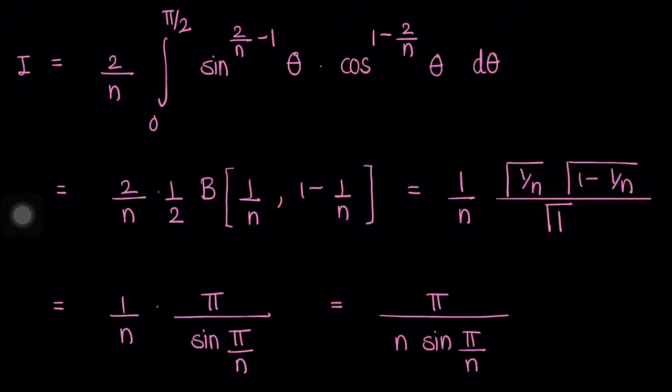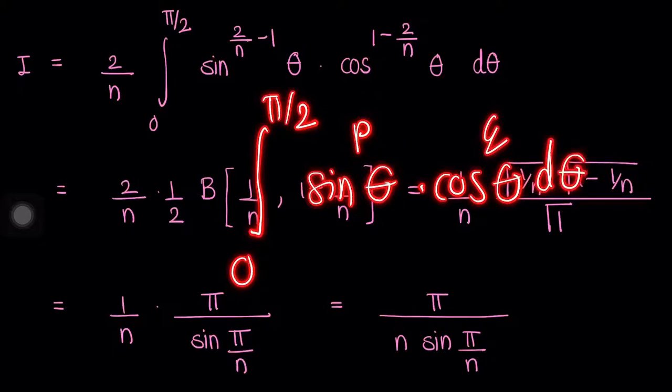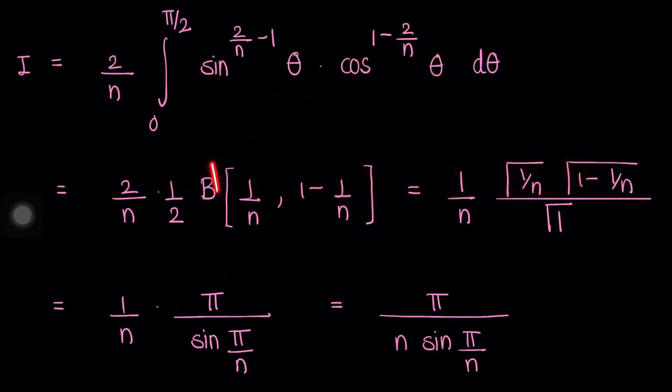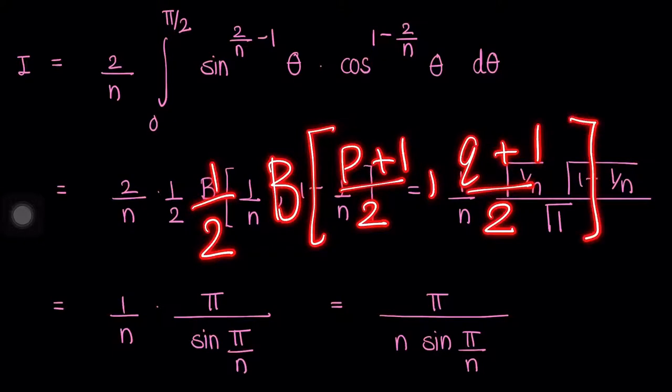Now we have seen this form earlier, that is integration 0 to pi by 2 sin theta raised to p cos theta raised to q d theta. Okay, and the value of this integral is equal to 1 by 2 beta of (p plus 1) divided by 2 comma (q plus 1) divided by 2.